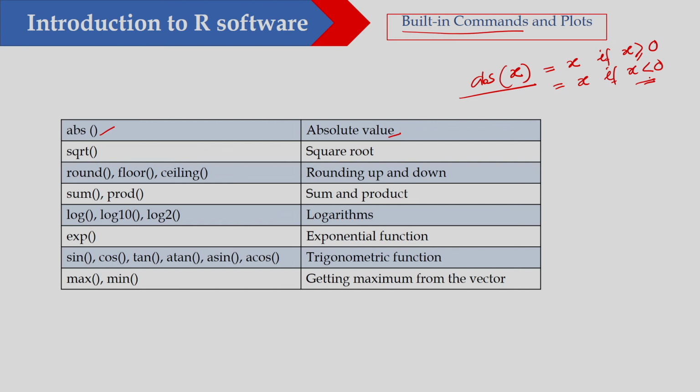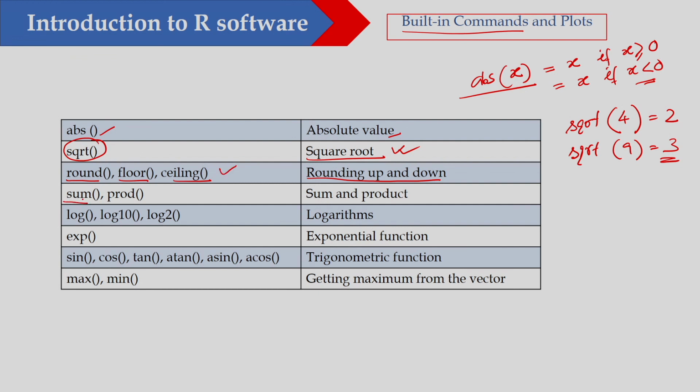Similarly, I can calculate the square root. Suppose I write sqrt and I am writing 4. So, I will be getting 2. As sqrt of 9, I will be getting 3. So, I can find out the square root of any variable using that one. Similarly, I can use round, floor, ceiling, so rounding up and down basically. So, you can use that one.